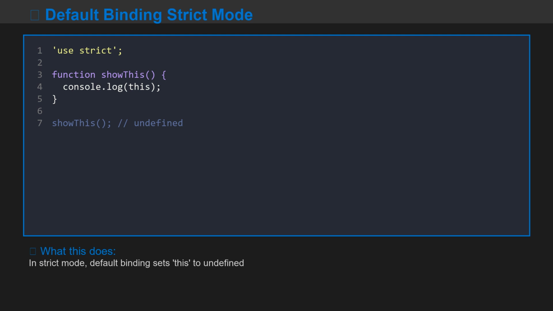Now let's see what happens in strict mode. Here we have the same function but with use strict at the top. When we call showThis, this is now undefined instead of the global object. This is one of the key differences between regular and strict mode.